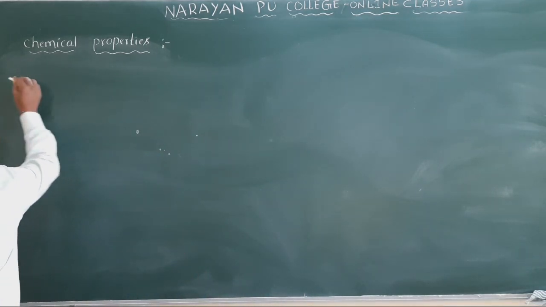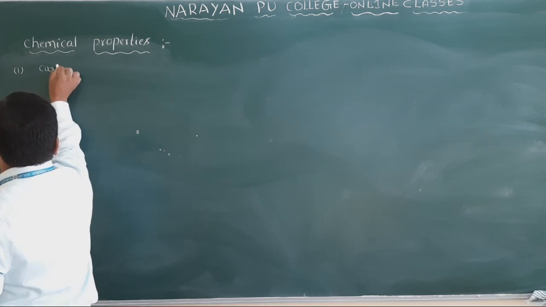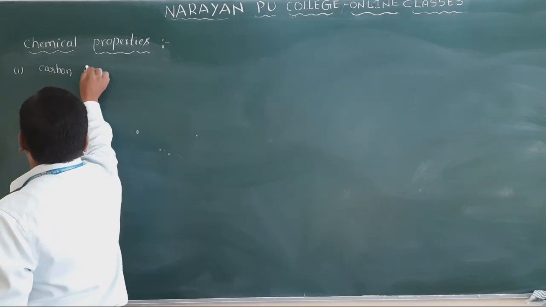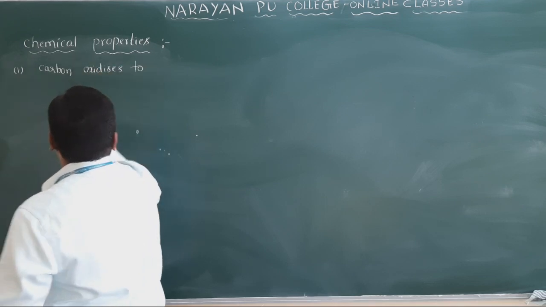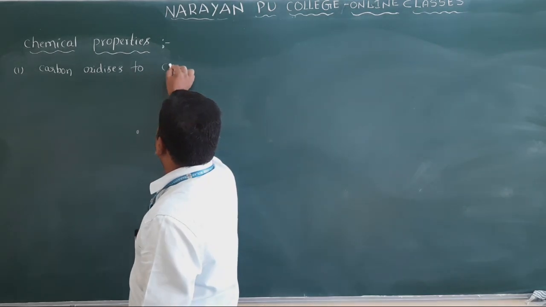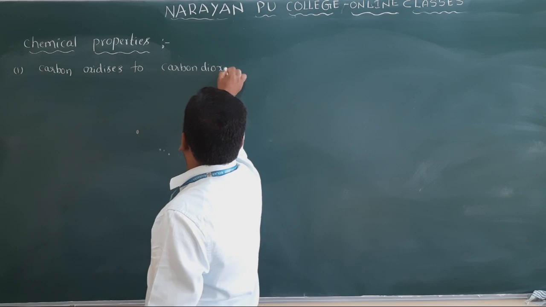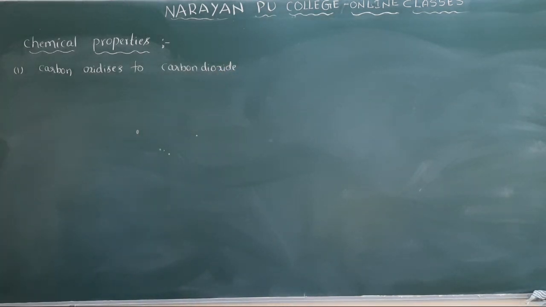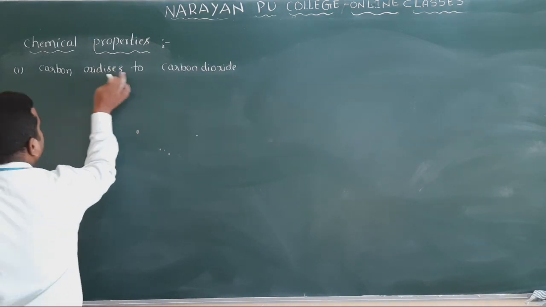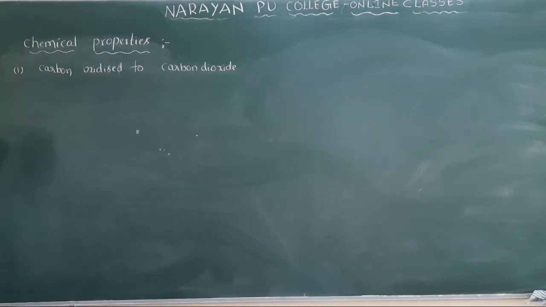And first one here, carbon oxidizes to carbon dioxide. So this is the first one. Carbon is oxidized to carbon dioxide. So how is the reaction?